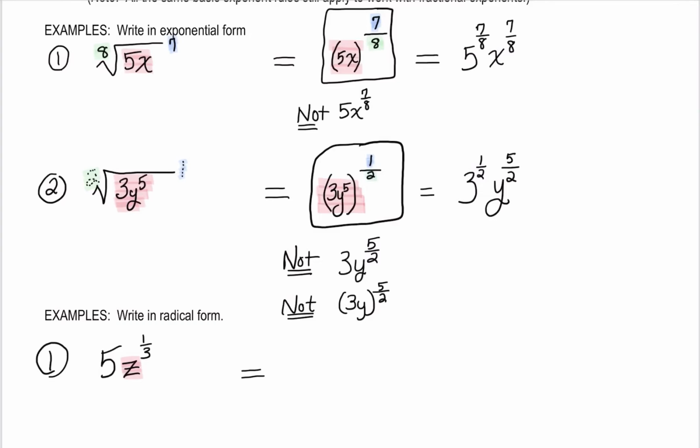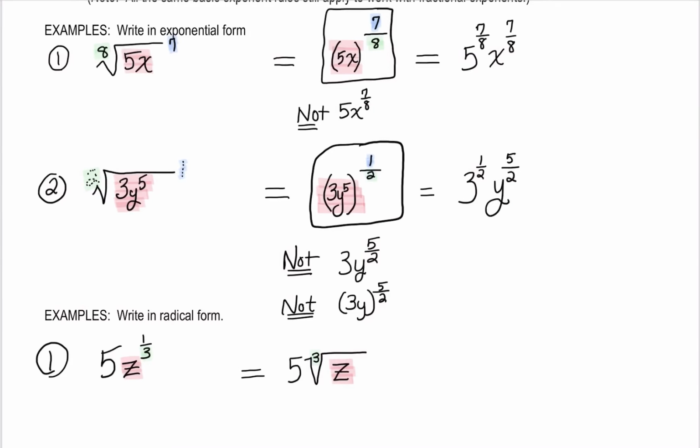There's no parentheses. So this 5 is going to stay out in front of whatever I decide here is going to be my radical and my index. Will clarify. But only the z goes under the radical. So now, in reverse, whatever is under the fractional exponent, that's now what goes back under the radical. And here, the denominator, the 3, is going to be my index. So this is going to be 5 times the cube root of z.